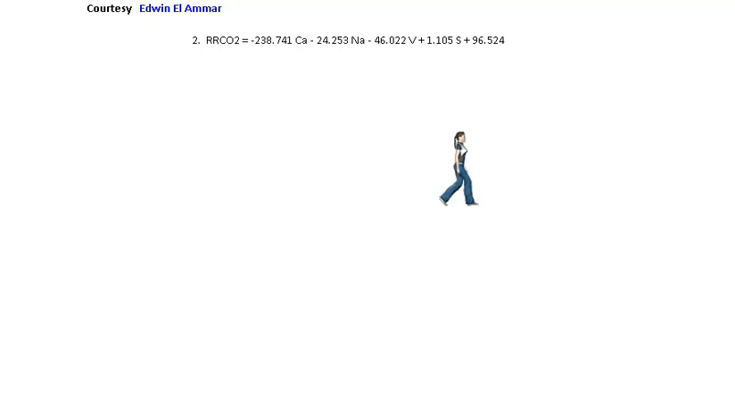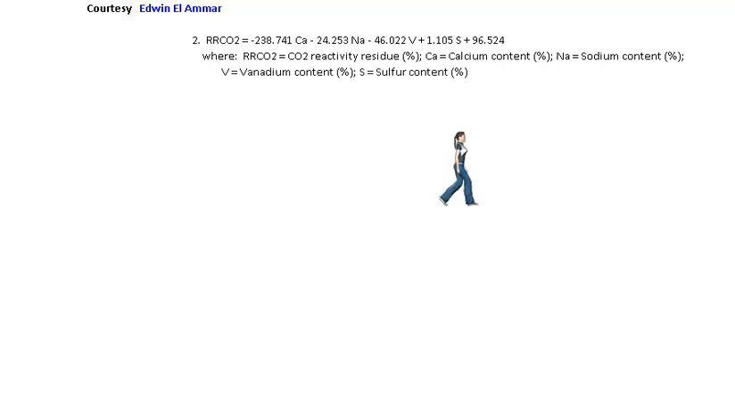RRCO2 equals negative 238.741 Ca - 24.253 Na - 46.022 V + 1.105 S + 96.524, where RRCO2 equals CO2 reactivity residue percent, Ca equals calcium content percent, Na equals sodium content percent, V equals vanadium content percent, S equals sulfur content percent.